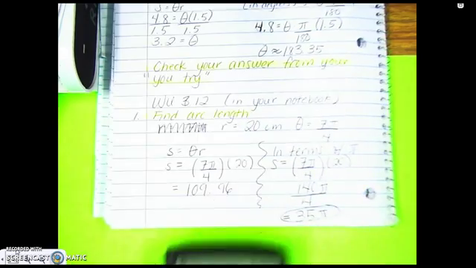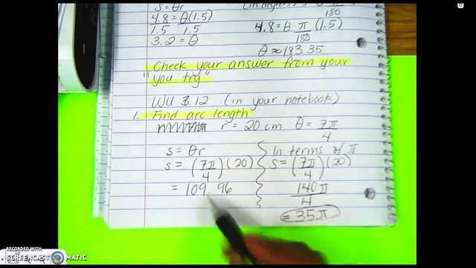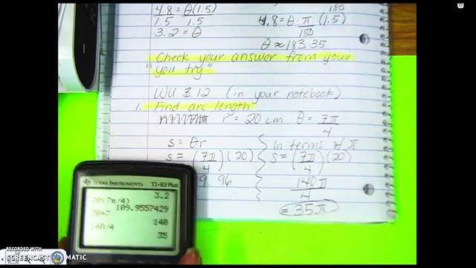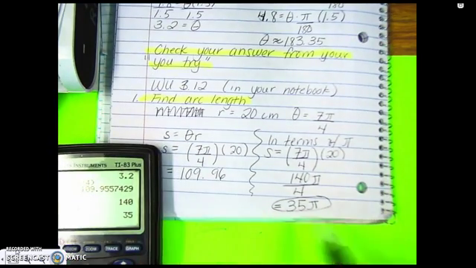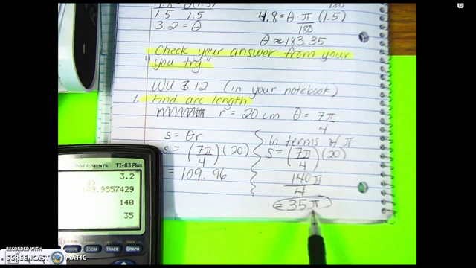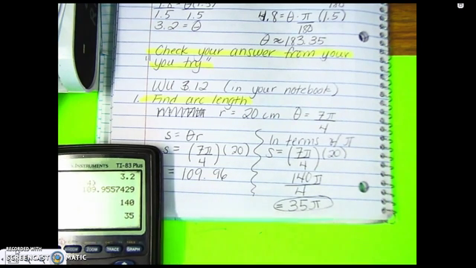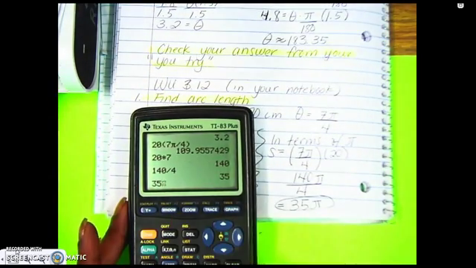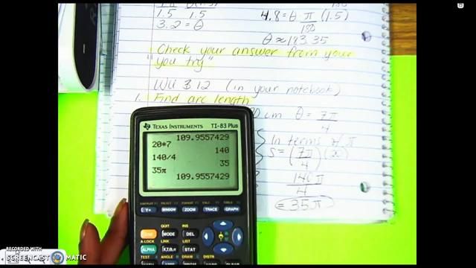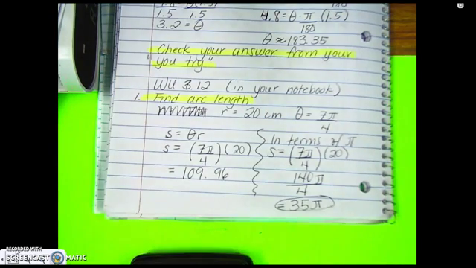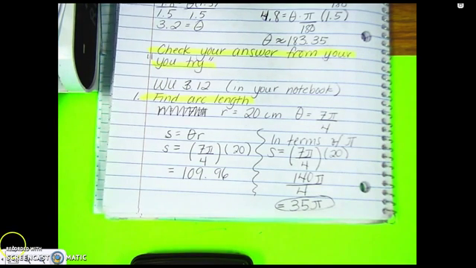Okay, now 35 pi and 109.96, they're the same thing. The only difference is that I did not multiply 35 in pi here. I just left it 35 pi. Just to check, 35 pi. All right, questions about that? Questions over here? No? Okay.